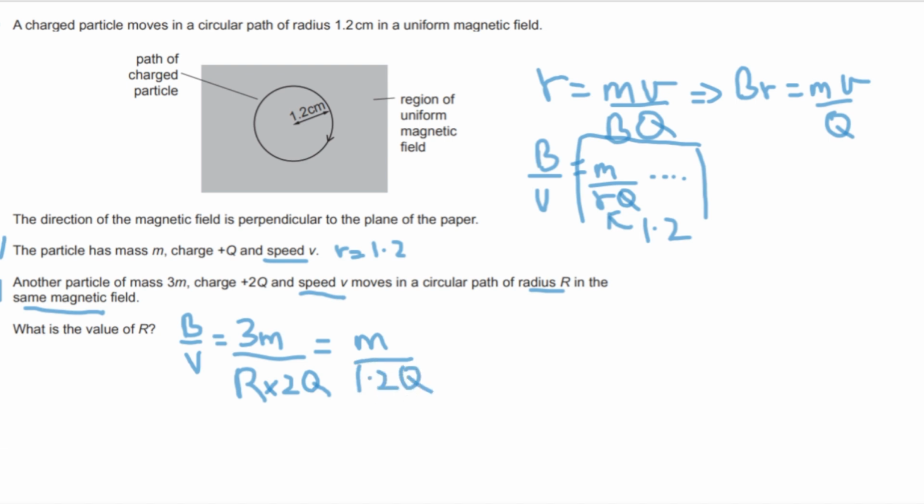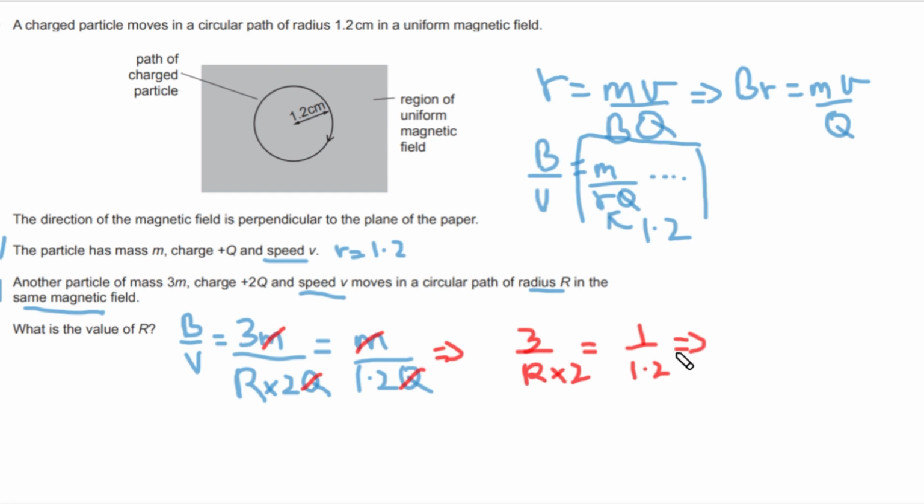Okay, so my next step would be to look for anything to cancel, and of course we can get rid of those m's and we can get rid of those q's. And so we're left with 3 over R times 2 equals 1 over 1.2. And what we're after is R. So now it's just a question of doing a little bit of rearranging.